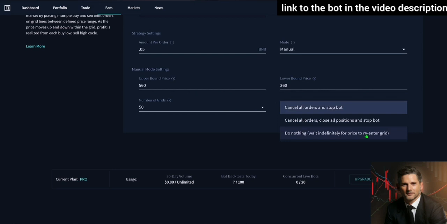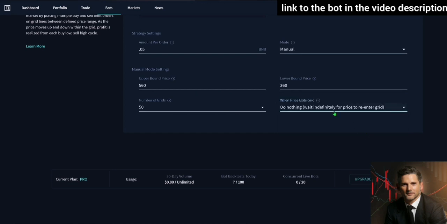Now today what I'll be looking for the bot to do is do nothing. I actually hold this BNB long term, so I'm not looking for it to sell it if it goes down. I'll keep it at a lower price. And since I pay all my fees with the BNB token, I want to hold those tokens so I can pay fees with that token, so I don't want to get rid of a whole lot of those tokens. So I select do nothing, wait indefinitely for price to re-enter the grid.